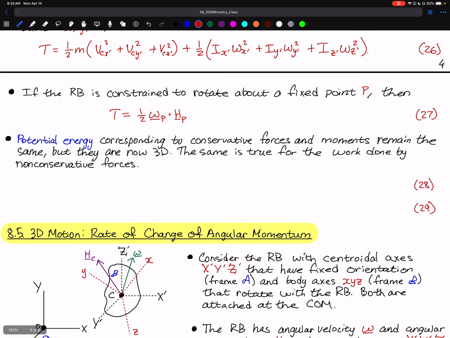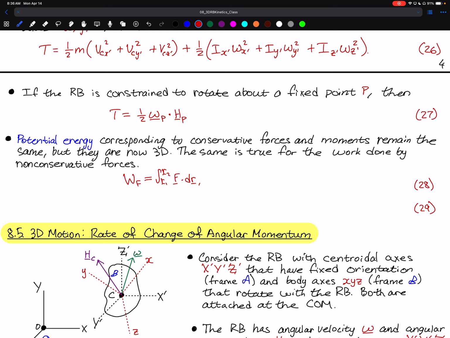Okay. So potential energy corresponding to conservative forces and moments remain the same, but they're now 3D. The same is true for the work done by non-conservative forces. So we can just write then that the work done by some force, W sub F, is equal to the integral from position R1 to position R2 of F dot dr. And then you can go and expand these like we did for gravity and springs or whatever you want. You can go and expand this integral as needed.